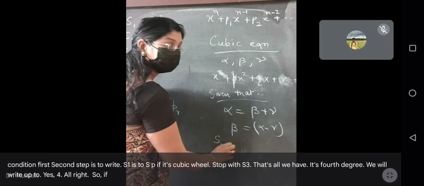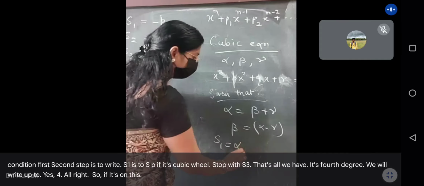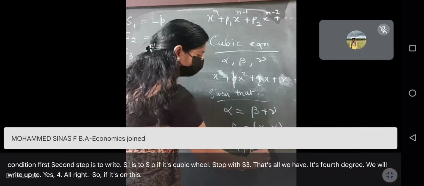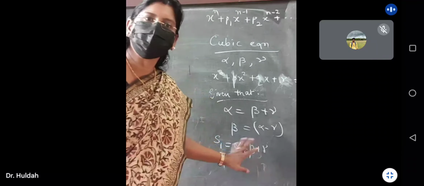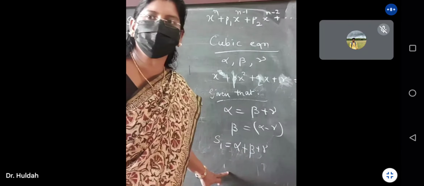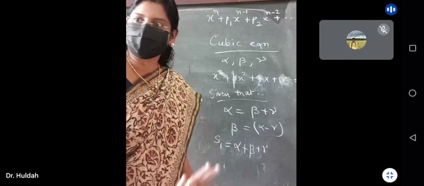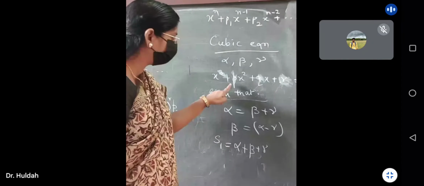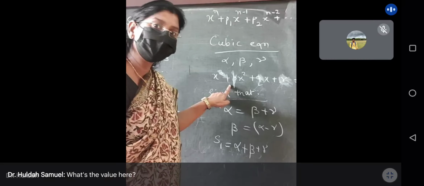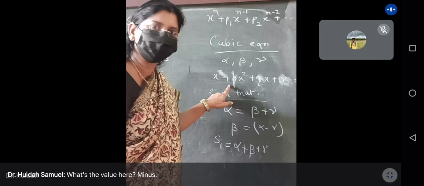S1 is alpha plus beta plus gamma. If you write this, you will get 1 half mark. Even if you go wrong with the calculation, write your S1 and you get 1 or 2 marks. So write that. What is the value here? Minus p. That is S1.